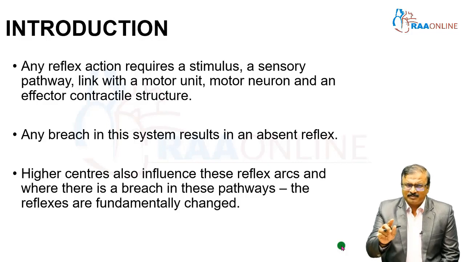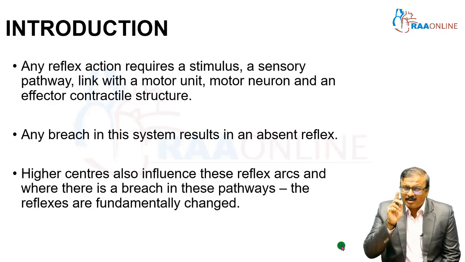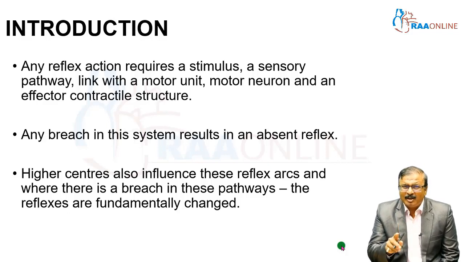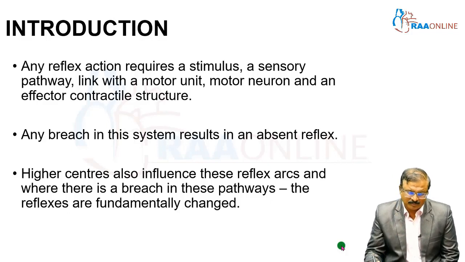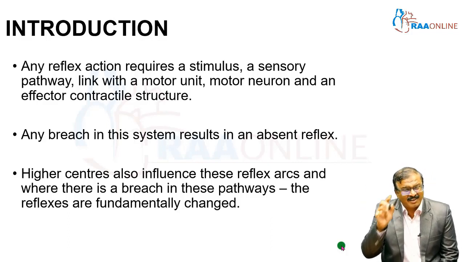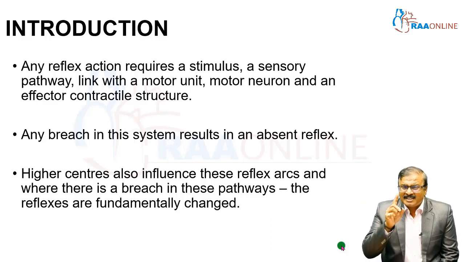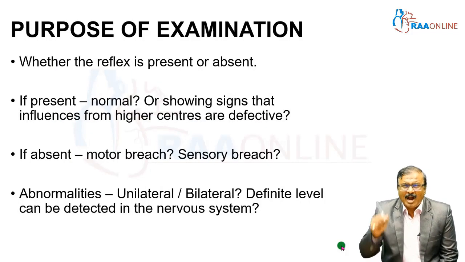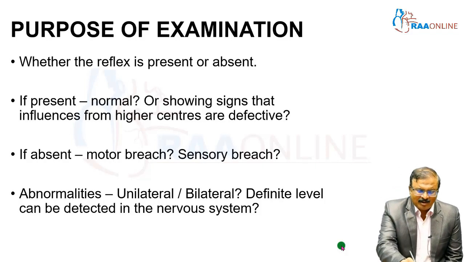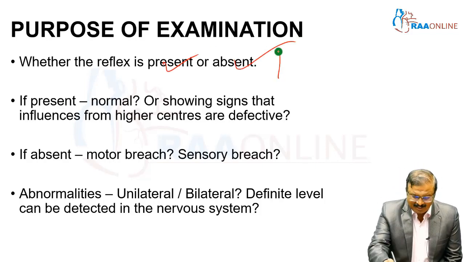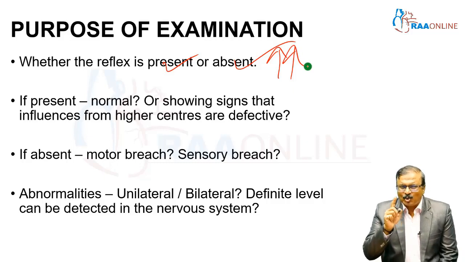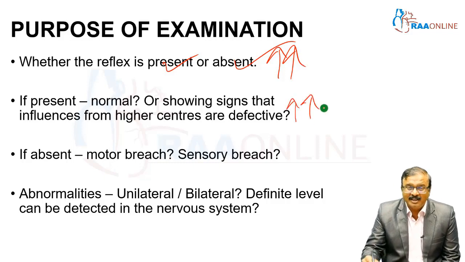Any breach in the system, whether in the stimulus or sensory pathway, the motor pathway, the motor neuron or the muscle, results in an absent reflex. Higher centers also influence this reflex arc, and when there is a breach of these pathways, the reflexes are fundamentally changed. We have to check whether the reflex is present or absent, normal, or exaggerated, which shows that influences from higher centers are defective.